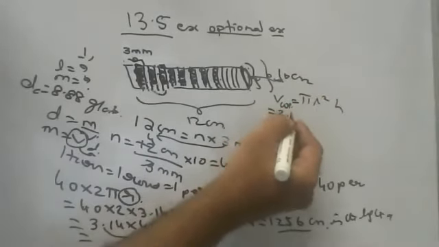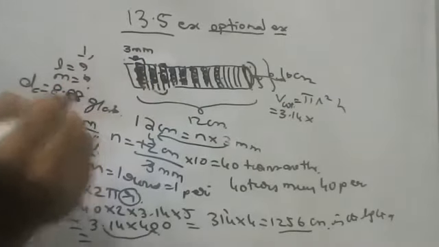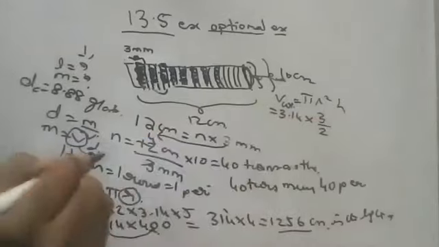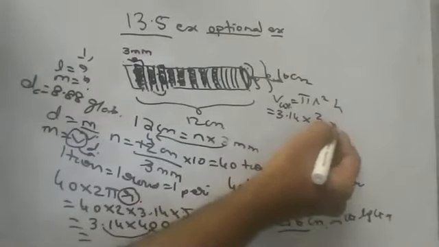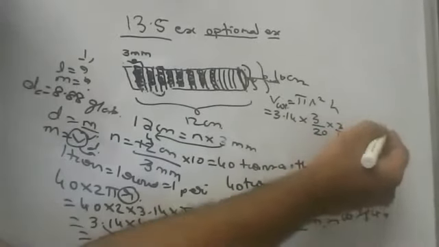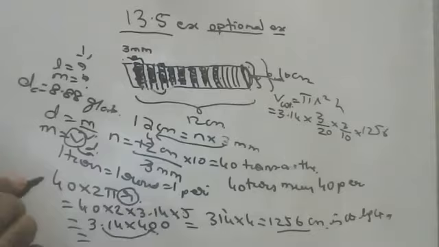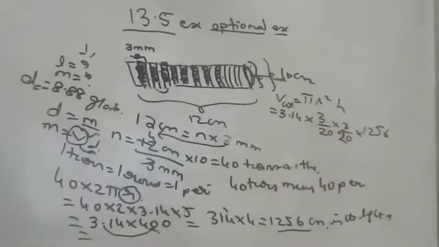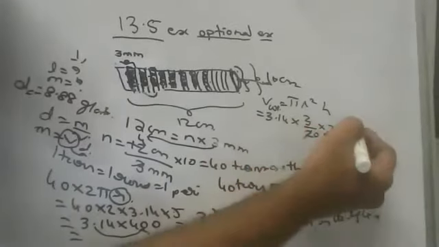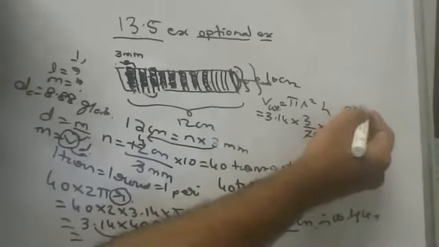So 3.14. Now we have to take the radius of the wire. 3 mm is the diameter, so by 2 you should do, 3 by 2, that is the radius. mm to centimeters, by 10. And the length of the wire is 1256. Okay, children, you have to do it like this: 3 by 20, 3 by 20. Carefully you have to do. All of you, please check here.